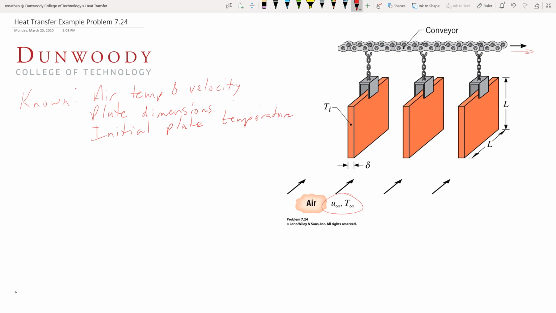So we read the problem statement. We're looking for two things. We're looking for the initial heat transfer rate, and we're looking for the rate of change of the plate temperature.